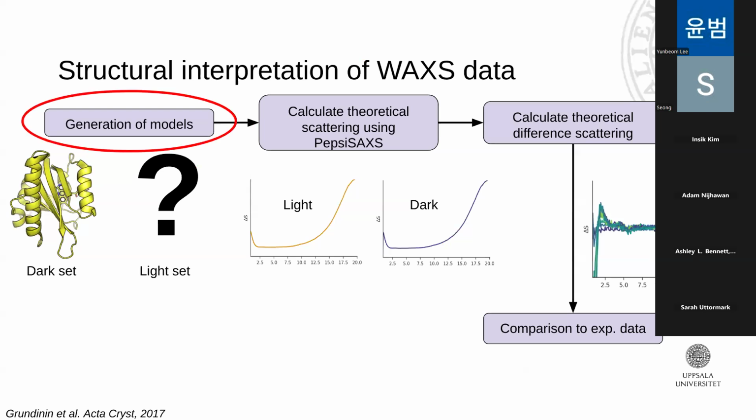But the biggest problem here was the generation of the models, because we know the dark state from the crystal and from a normal AlphaFold prediction, but we do not know the light state, since there are no other structural models available for this.